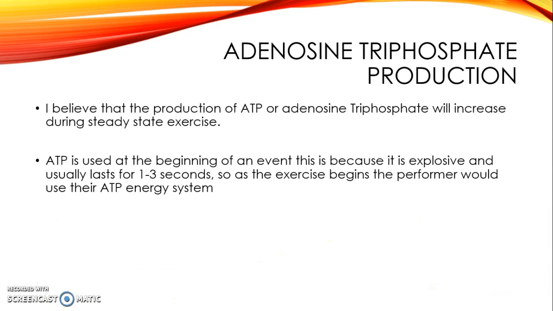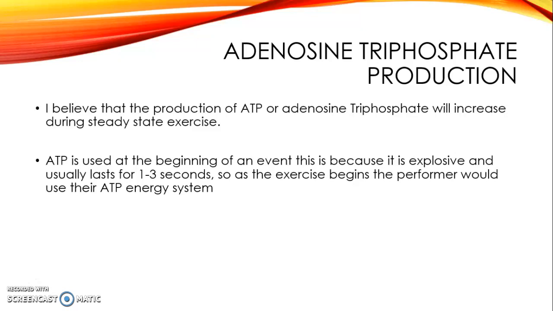Adenosine triphosphate production. I believe that the production of ATP, or adenosine triphosphate, will increase during steady state exercise. I believe this because it is used as an explosive power and lasts for 1 to 3 seconds. So as the exercise begins, the performer would need to use the ATP energy system.